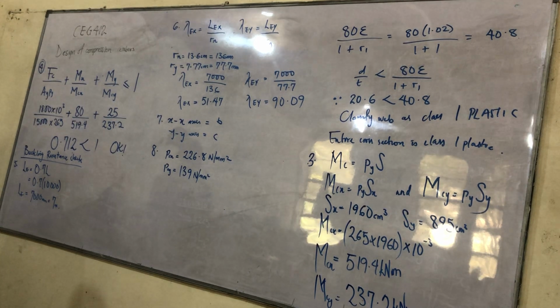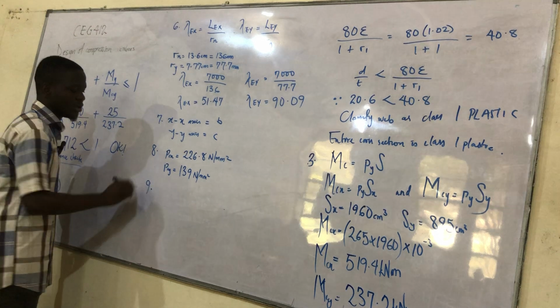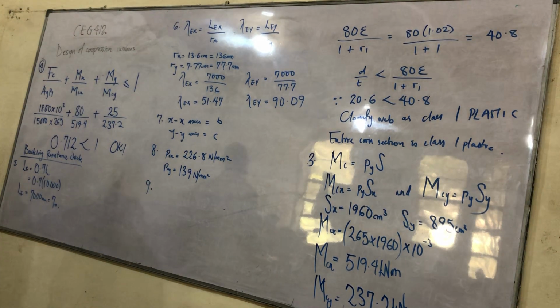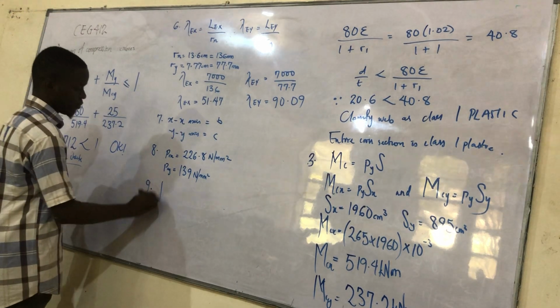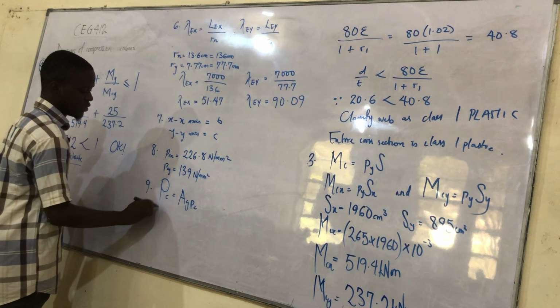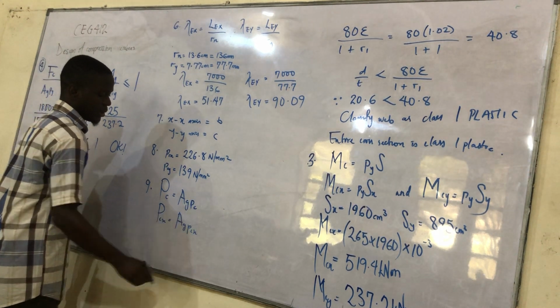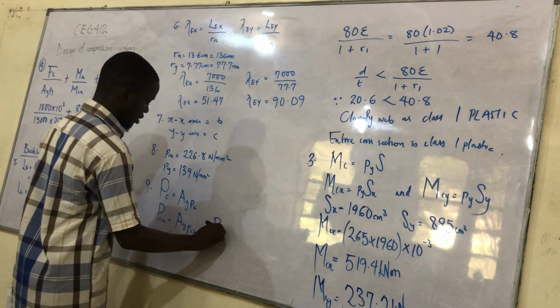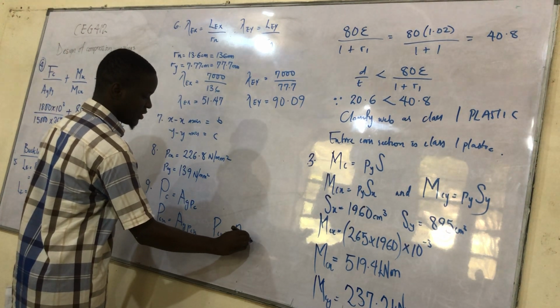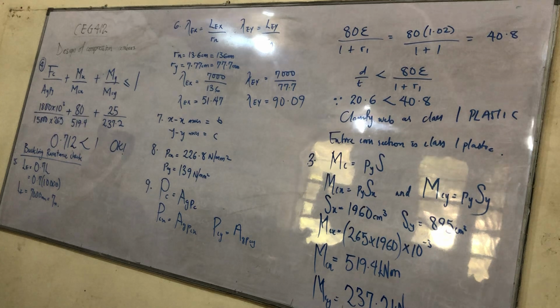Step 9. What's step 9? So let's do that. What clause are you using? 4.7.4. So PCX now will be what? AG PCX. Then PCY will be AG PCY. All right. So let's get our PCX and PCY.